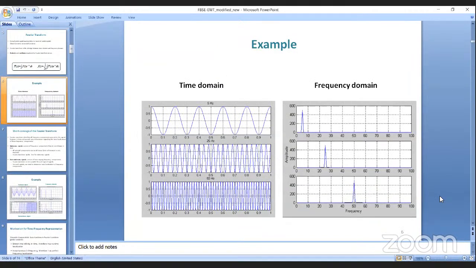This is one of the examples where, on the left hand side, you can see the signal, three sinusoidal functions of 5 Hertz, 25 Hertz and 50 Hertz. When you apply the Fourier transform, you can see peaks in the spectrum at 5 Hertz, 25 Hertz and 50 Hertz. So the Fourier transform tells us what the major frequencies present in the signal are. In the first case, you can see the peak at 5 Hertz, in the second case a peak at 25 Hertz, and in the third case a peak at 50 Hertz.